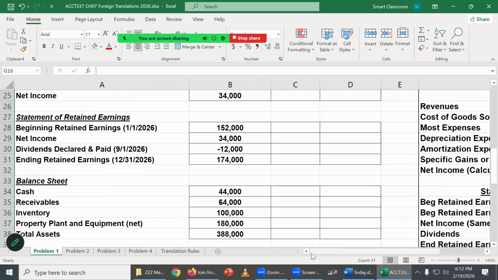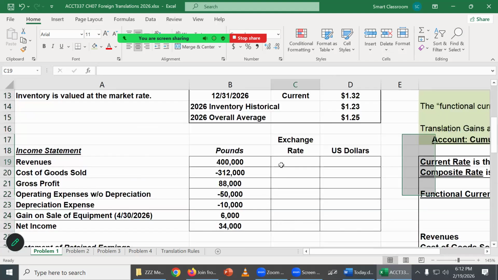Okay. All right, so let's go to revenues. Now, think about revenues. They generally happen throughout the year. And so what they usually do is they take an average of them.